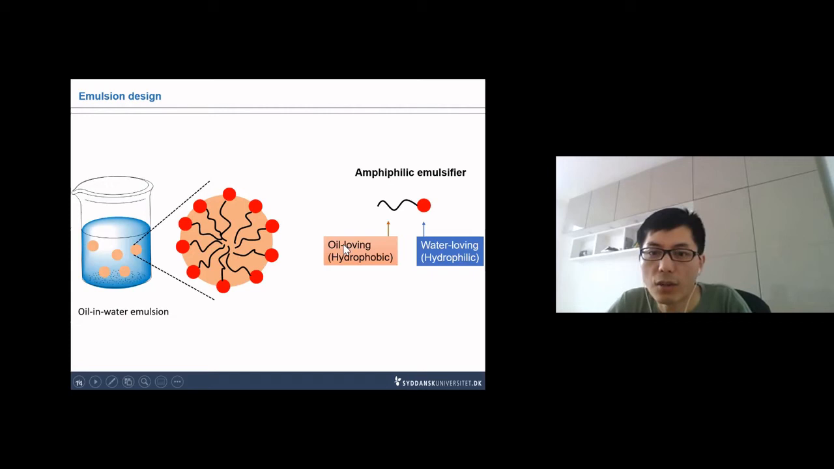Only with these two parts together can the oil droplets stay without separating into two different liquid phases. So the emulsifier here is actually the key to making the oil stable in such a system. In this case, we need to get such an emulsifier either by a commercial way or we need to prepare it ourselves in the lab. This we call an amphiphilic emulsifier.